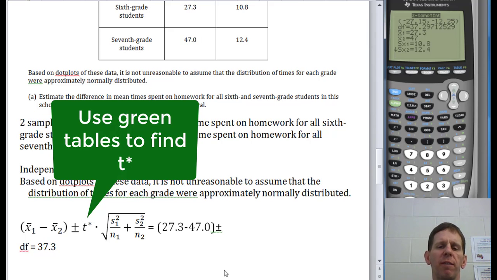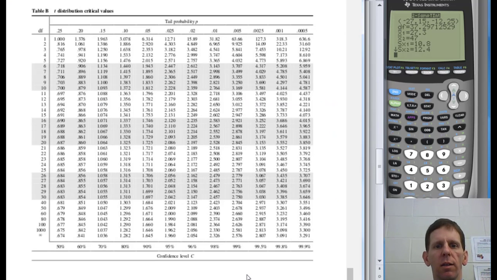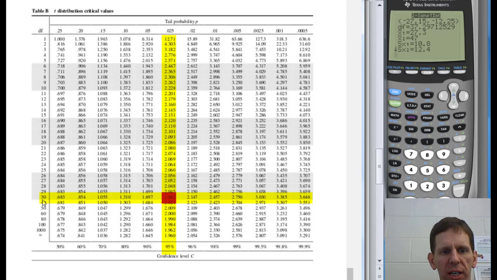We're going to look up 37.3 degrees of freedom and 95% confidence, and we'll figure out what T star is. So here we are at 95% confidence. You're not going to find 37 on this chart. The closest thing we can find is 30, which is the next number that's smaller than that. So remember, if you can't find your number on the chart, round down. So the closest thing we can find to 37 without going over is 30. We'll use that with 95% confidence, and we'll use this value, 2.042.